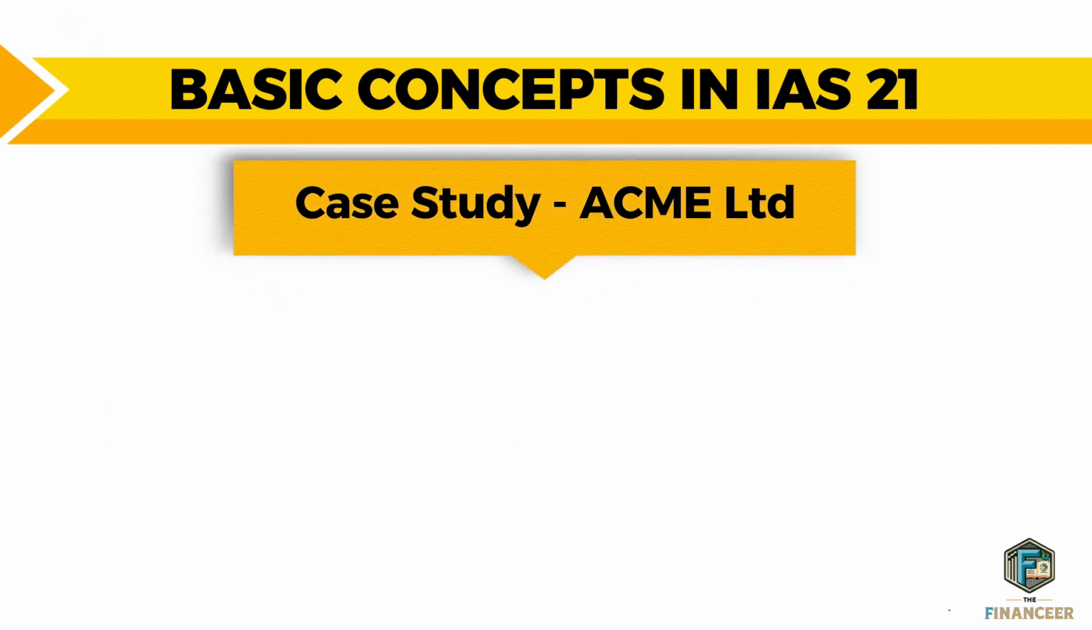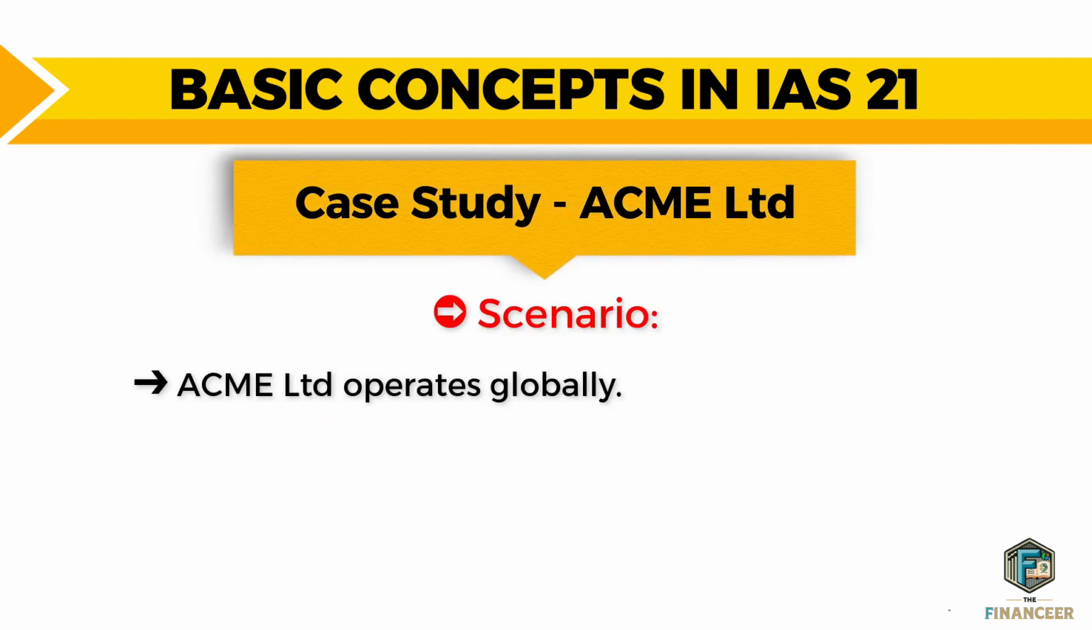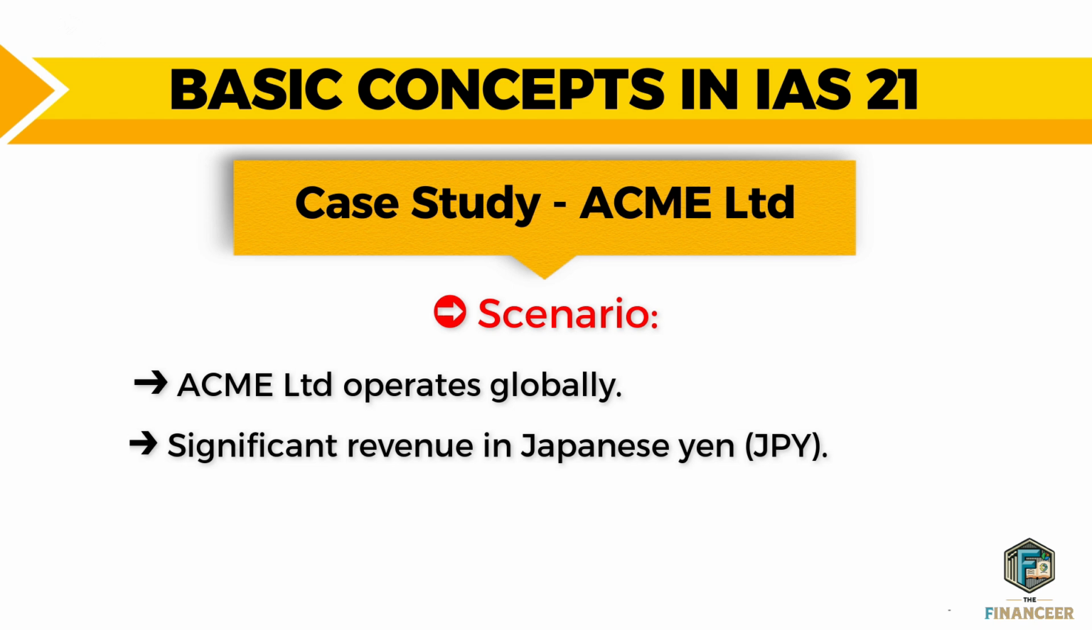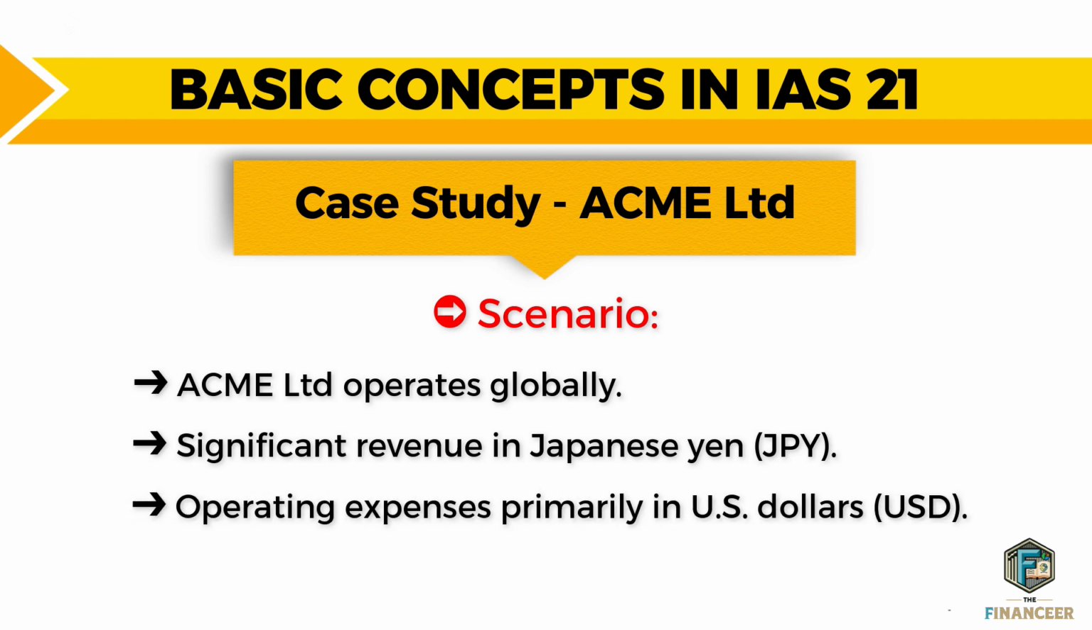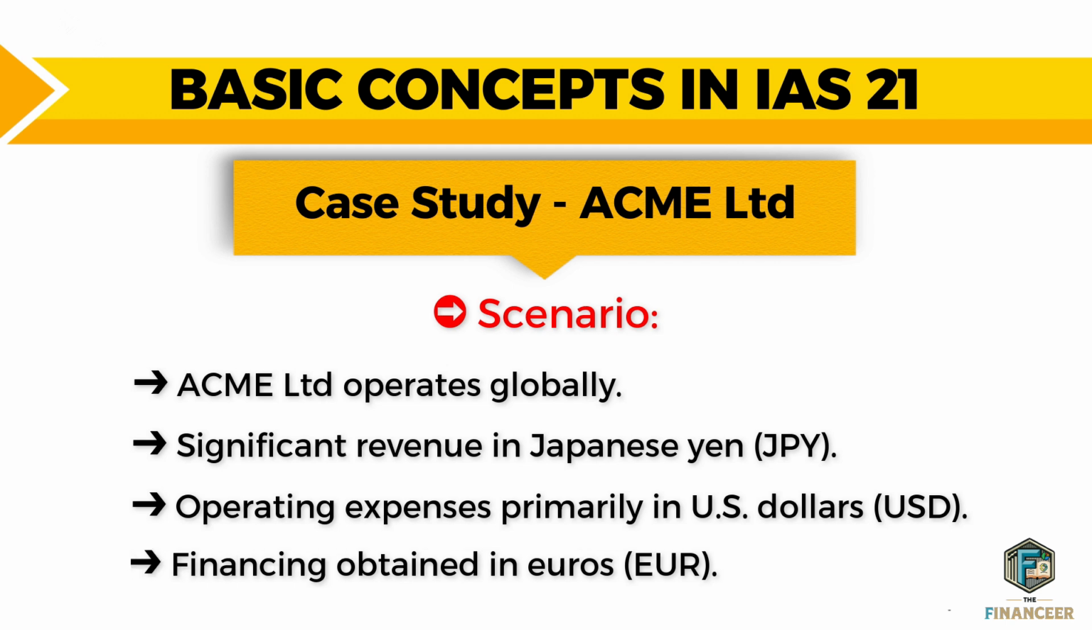Now let's consider another example for Acme Company. Acme Limited Company operates globally, with significant revenue in Japanese yen, operating expenses primarily in US dollar, and financing obtained in euro. So as you see, different currencies. This is the primary economic environment, and this is the main principle that we have to consider when it comes to the estimation of the functional currency. And as you see, it's really challenging because each principle has a different currency.